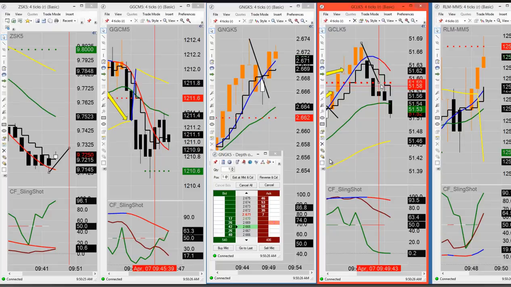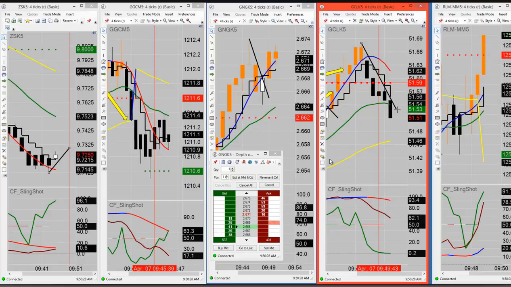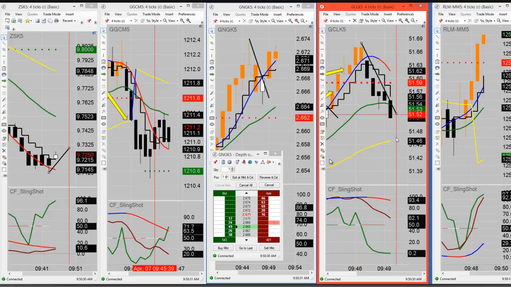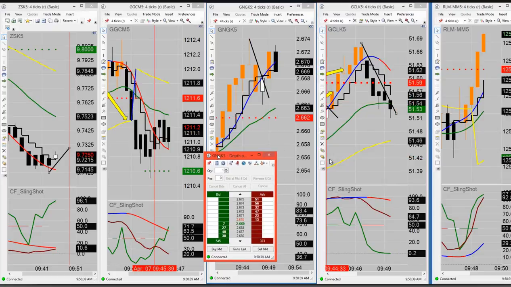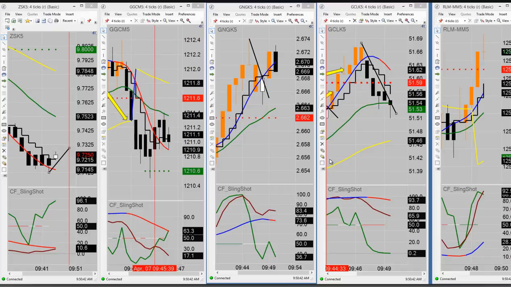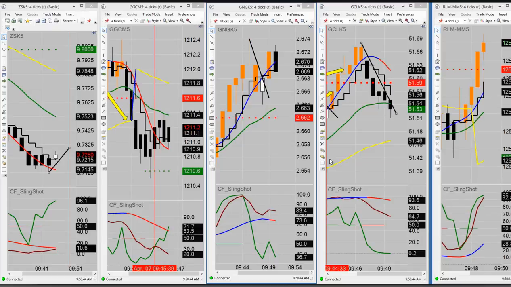Okay, over here on the crude, it doesn't look like we're going to get much. And we got one tick out of the gas. You can see it's going to keep going.